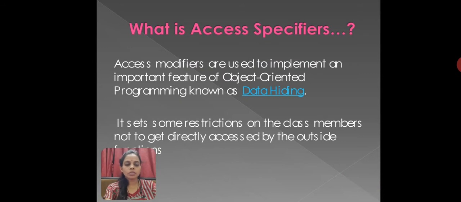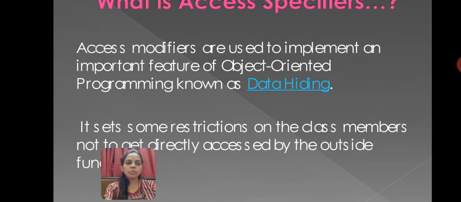Now what is an access specifier? Access specifiers, or access modifiers, are used to implement an important feature of object-oriented programming known as data hiding. As we have seen, a basic feature of C++ is data hiding. So if you want to do data hiding in C++, we have to use access specifiers. Already you have used public and private access specifiers. They set some restrictions on the class members so they do not get directly accessed by outside functions.